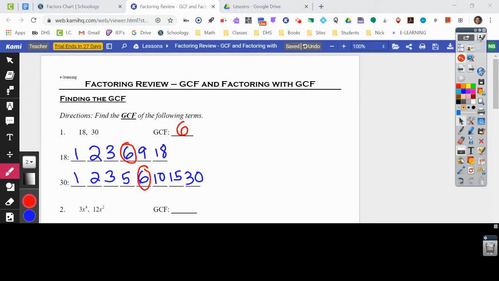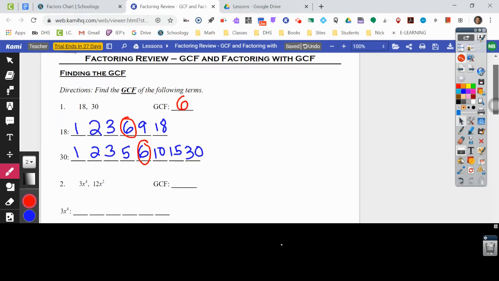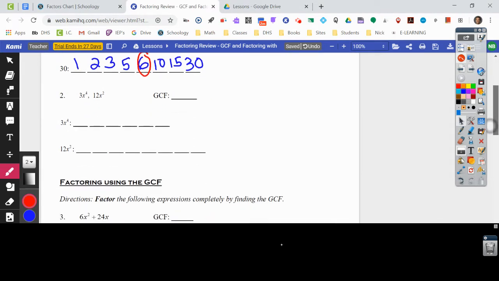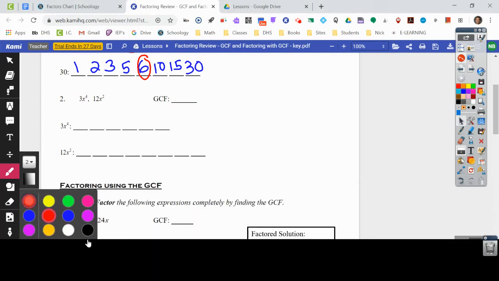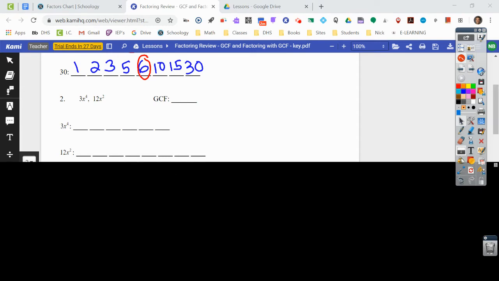Let's scroll down to example number 2. In example 2, we have to find the GCF of 3x to the 4th and 12x squared. Let me switch colors here. First let's find the factors of 3x to the 4th. If you recall from the previous notes video, we want to list all those x terms first. So x to the 4th means I have 4 x's, and for my factors of 3, it's just 1 times 3.